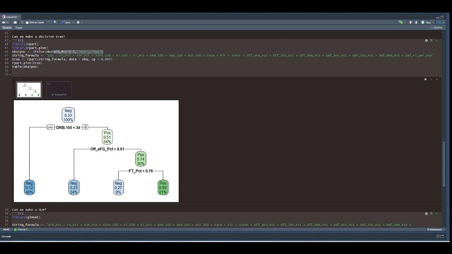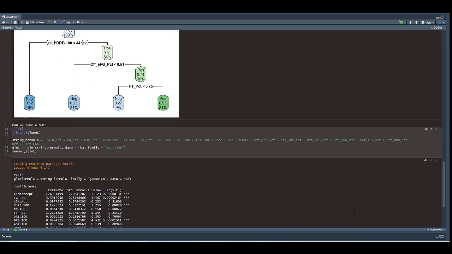So we have defensive rebounds, important, offensive effective field goal percentage, and free throw percentage. That all kind of makes sense. Some of those other metrics didn't really show up here, but this decision tree is not meant to be taken as anything more than idle curiosity. This is a really sloppy way of doing it, and I just wanted to see what variables showed up, out of pure curiosity.